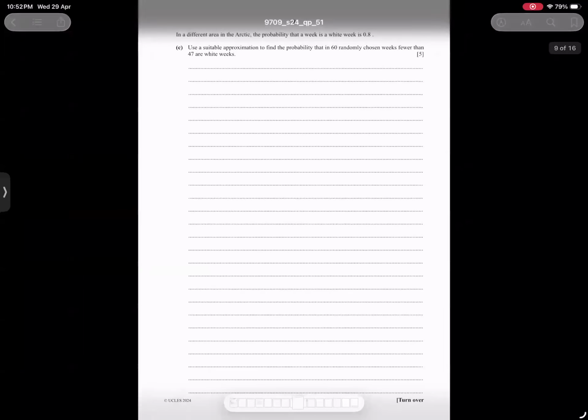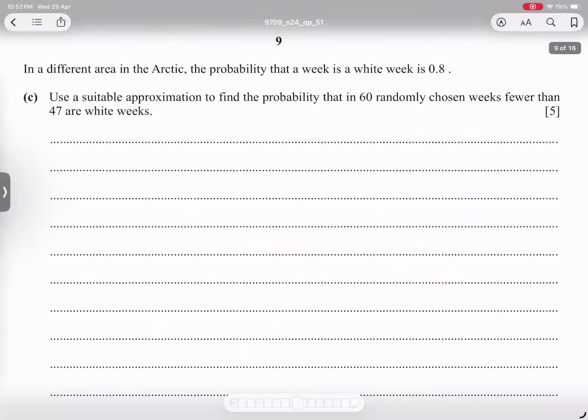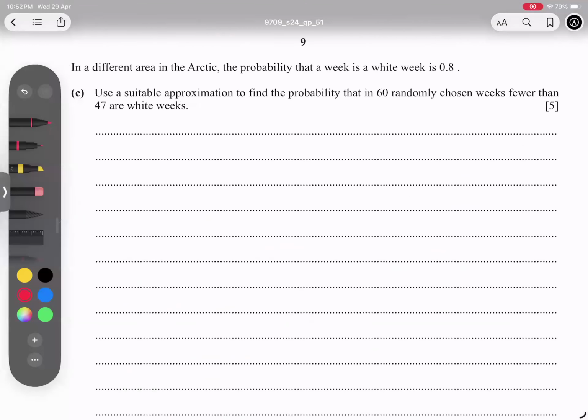Next page, we have part C. Here is a different area where the probability that a week is a white week is 0.8, and we have to use a suitable approximation. Find the probability that in 60 randomly chosen weeks, fewer than 47 are white. Fewer means less than 47.